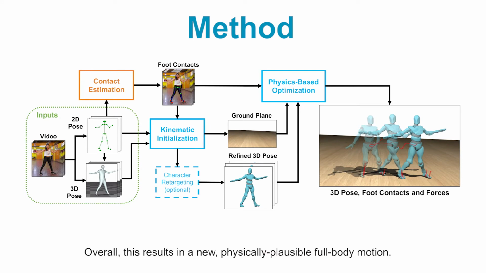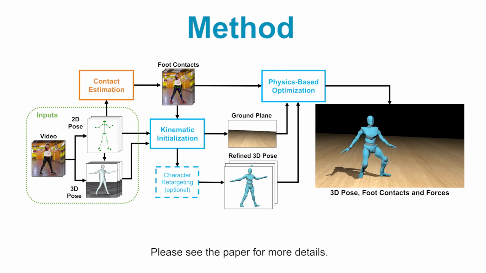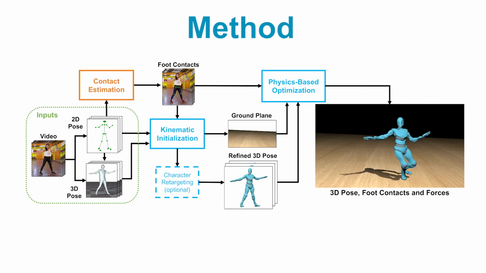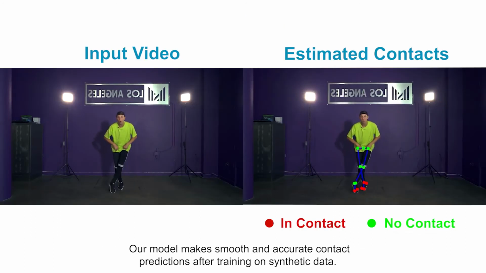Overall, this results in a new, physically plausible full-body motion. Please see the paper for more details. We first show results from the contact estimation neural network. Our model makes smooth and accurate contact predictions after training on synthetic data.